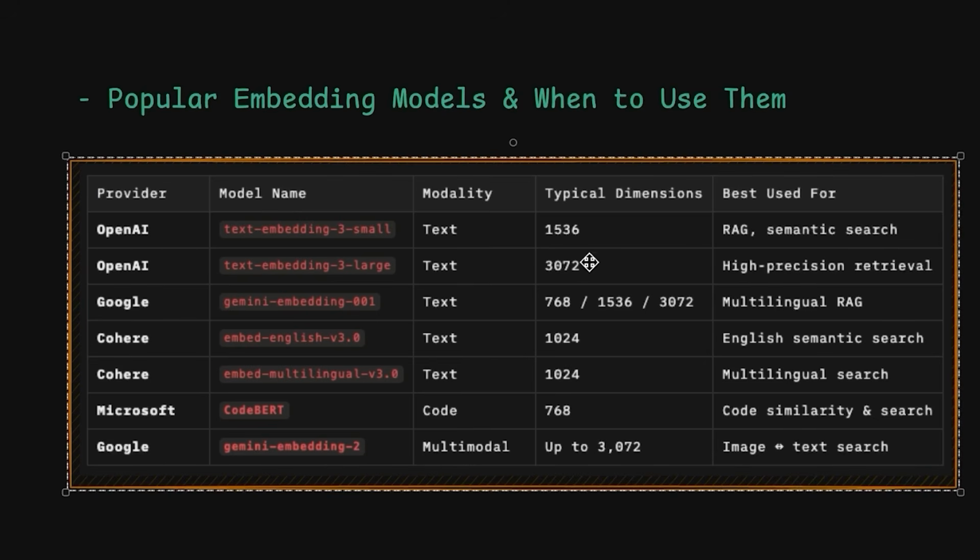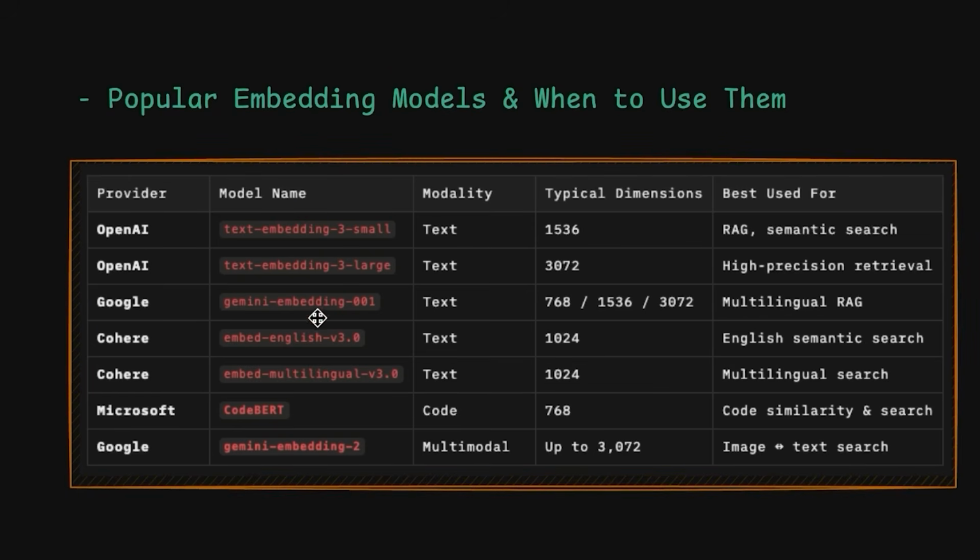And here you can see the list of dimensions that they support. And here are the use cases. Mostly you can see the use cases are for building RAG and semantic search. CodeBERT is used for finding code similarity and code search, whereas Gemini Embedding 2 is a multimodal embedding model that supports both image and text search. Now don't assume these are the only embedding models out there. There are many more, but I just wanted to highlight a few popular embedding models at the moment.